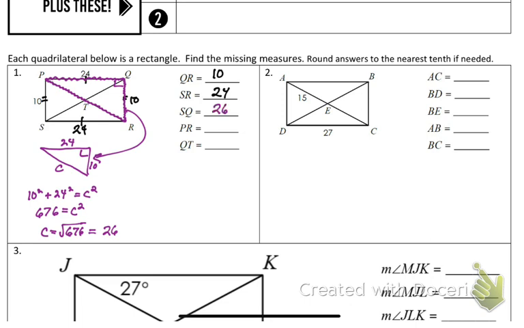So SQ equals 26. What does that mean about PR? It is also 26 because diagonals are congruent in a rectangle.